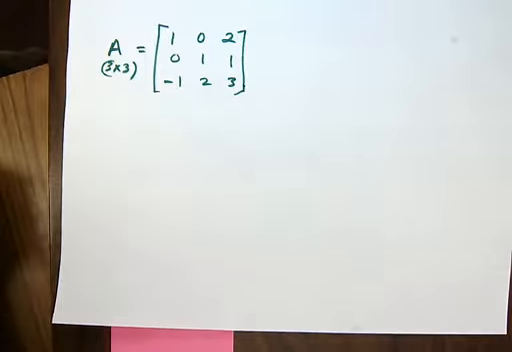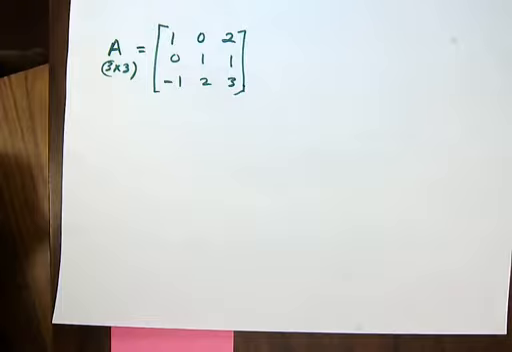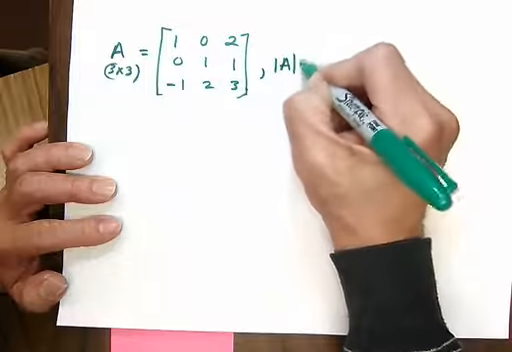To find the determinant of this matrix A, using the technique known as the Laplace expansion of a determinant, we first need to choose a row or column by which we will evaluate or expand the determinant. So let's start with, say, the first row. And the way we find the determinant of A is as follows.